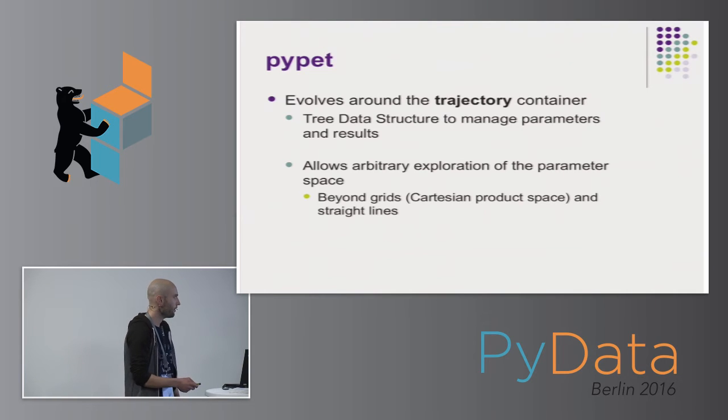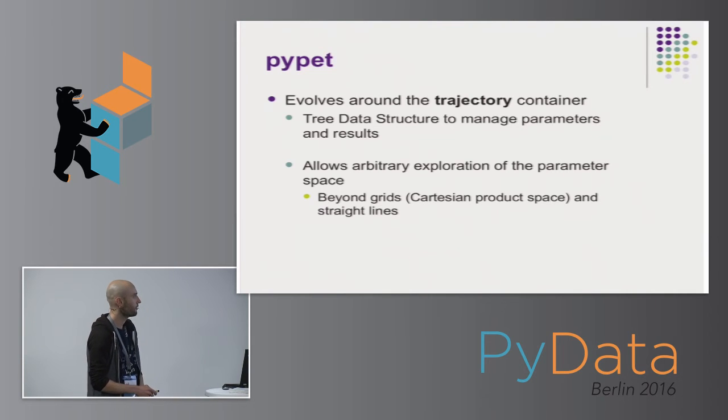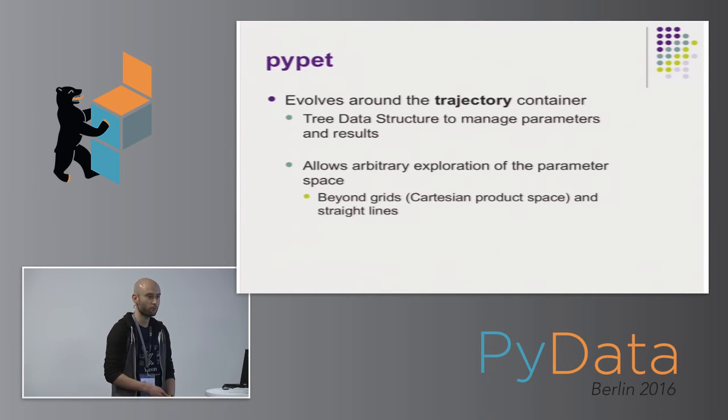So as I said, the other objective of this trajectory is to allow arbitrary explorations of the parameter space. And this is why this container is called trajectory, because it doesn't hold just a single parameter value, but you can give it a whole trajectory through the parameter space that defines how you run your model.